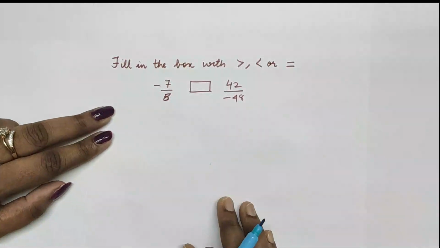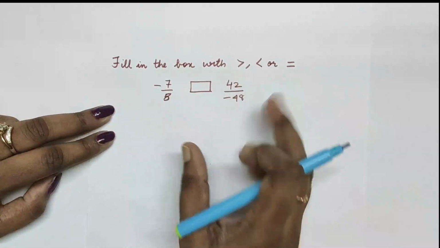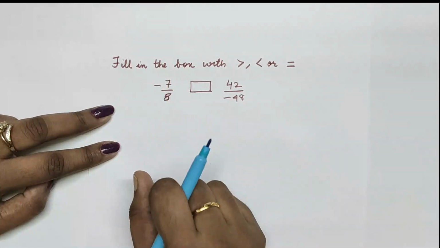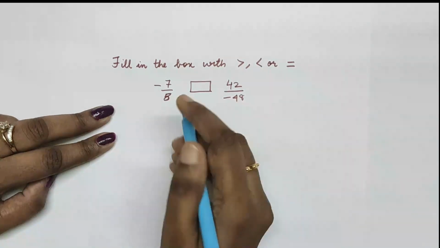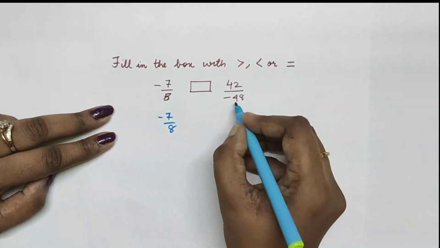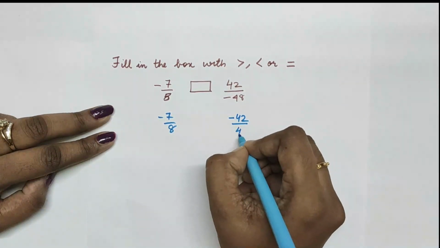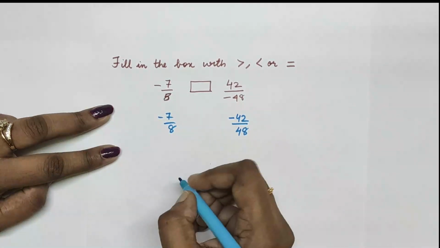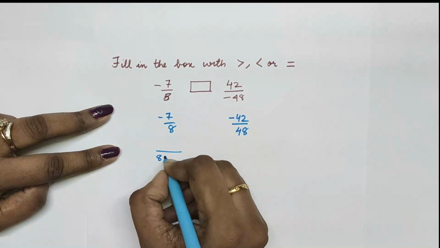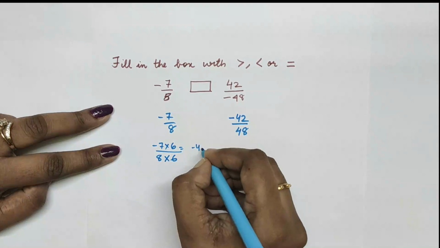Similarly, you can get questions like fill in the blanks with the greater than, less than, or equal to symbol. So here it is minus 7 by 8 and 42 by minus 48. So again, as I told you, first make the denominator positive, so it will become minus 42 by positive 48. If we calculate the LCM, you will get 48. So how can I make 8 into 48? By multiplying 6. So I multiply 6 on the numerator as well.